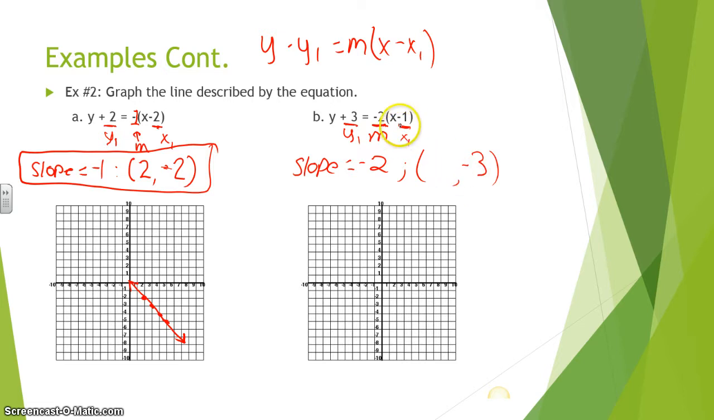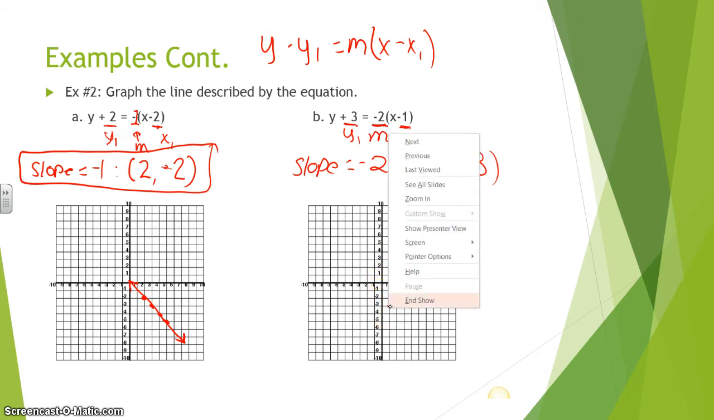My x1 is going to be 1. So my point, my ordered pair, is (1, -3). My slope is -2. So let's graph this. I'll graph (1, -3), starting at the origin. Go to the right 1, go down 3: 1, 2, 3, and plot my point.